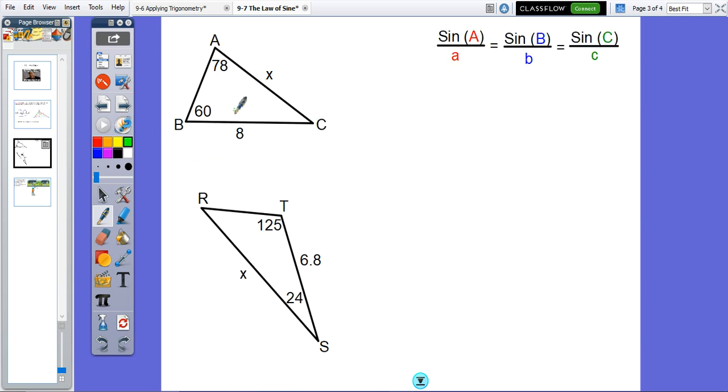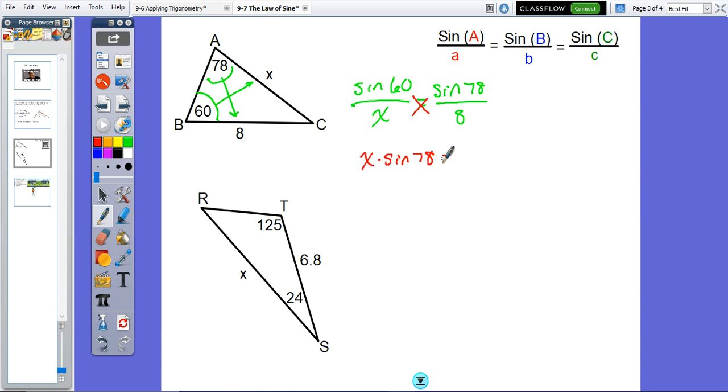So it really helps if you just get into it, so we can look at this right here. We are looking for this side right here. So that means we're going to use this angle over its opposite side. So we'll do sine of 60 over its opposite side, x. And then we're going to put that over the other angle whose opposite side we also have. And so in this case, that's proportional to sine of 78 over its opposite side, 8. Now, this is all cross multiplication. We spent a lot of time on doing that, so we're going to cross multiply here. I'm getting x times sine of 78 equals 8 times sine of 60.